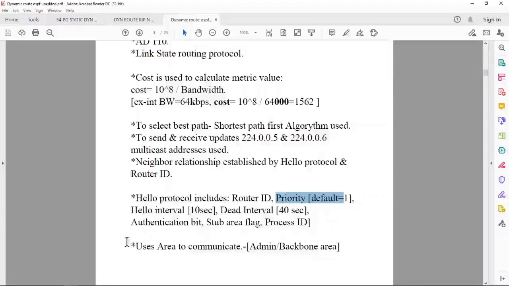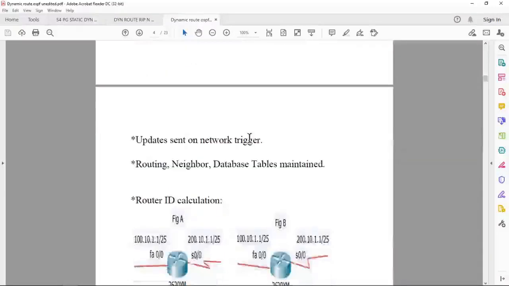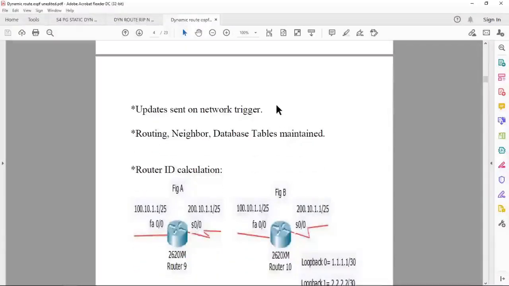Also, to avoid packet flooding, to reduce the network convergence time, and to make the performance better, the area concept is used in OSPF. Okay, that also I will explain in a few minutes. When the network is triggered, or when there is a network change, the updates will be sent and received. Okay. So OSPF maintains a routing table, neighbor table, and database table.